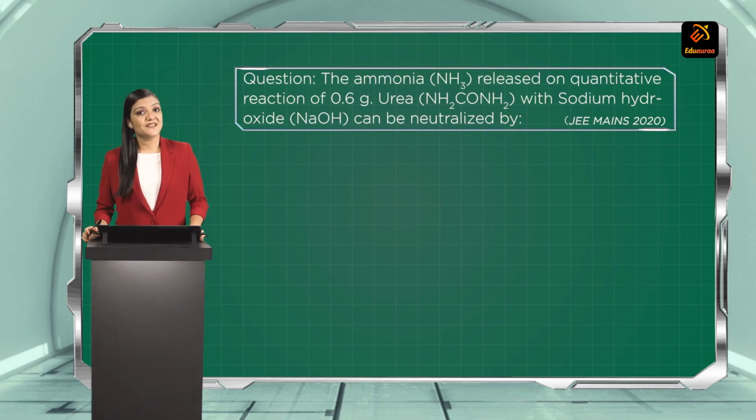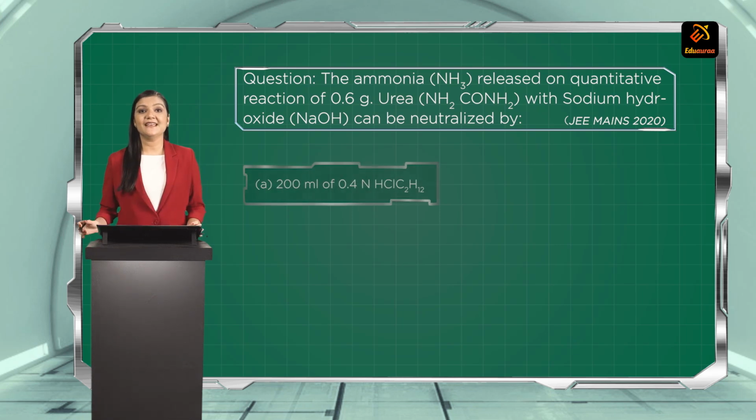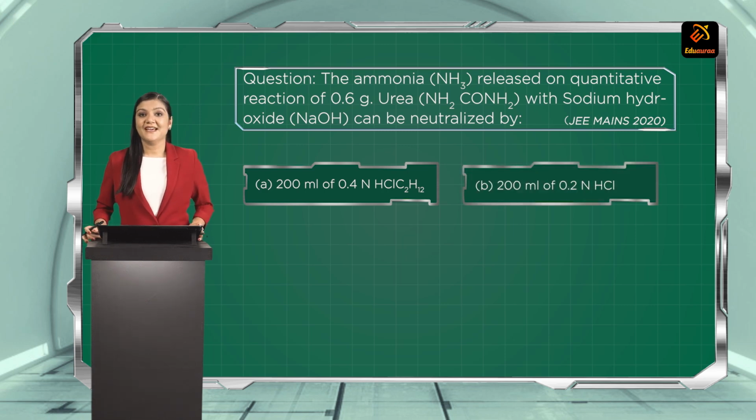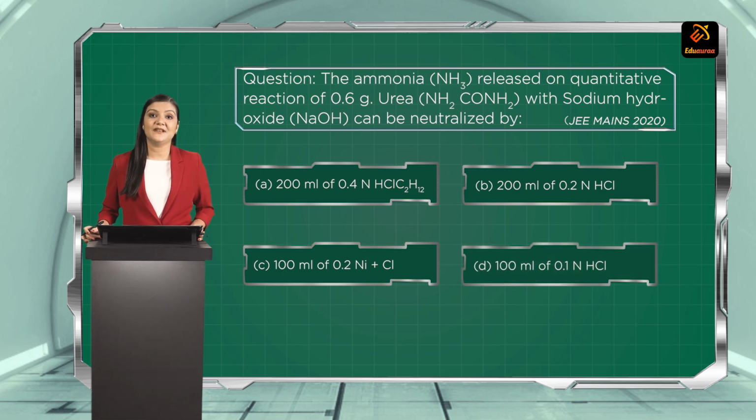The ammonia, which is NH3, released on quantitative reaction of 0.6 gram of urea having the formula NH2CONH2 with sodium hydroxide, that is NaOH, can be neutralized by. Question was asked in JEE Mains 2020. The options of the given question are: option A, 200 ml of 0.4 normal HCl. Option B, 200 ml of 0.2 normal HCl. Option C, 100 ml of 0.2 normal HCl. And the last option is 100 ml of 0.1 normal HCl.